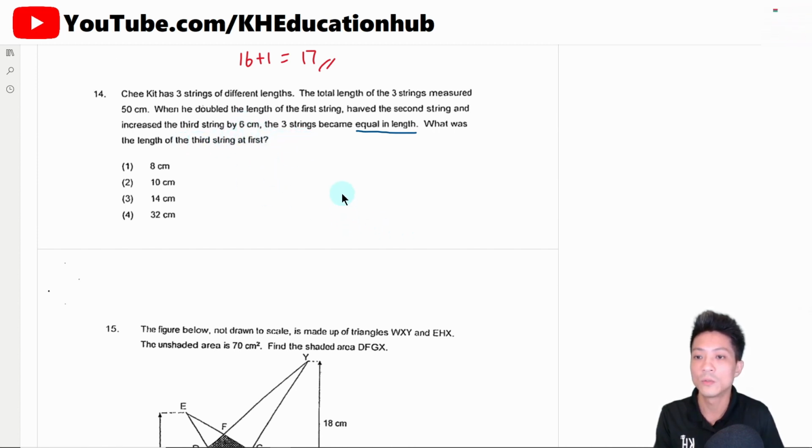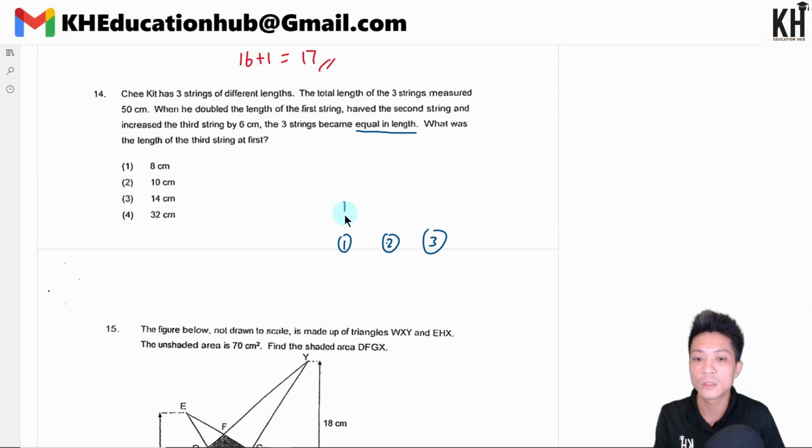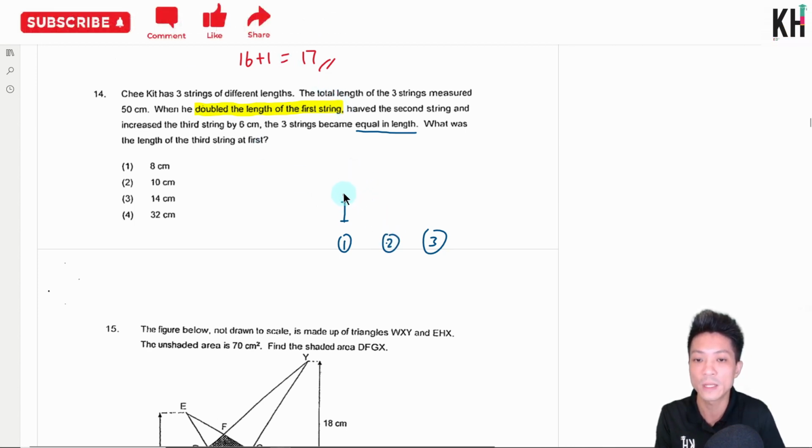So what I'm going to do is draw the first string, the second string, and the third string. I'm going to let the first string be maybe like this. This is the original length. So what did he do at first? At first he doubled the length of the first string, so I'm going to double it and use a red color to represent the double.